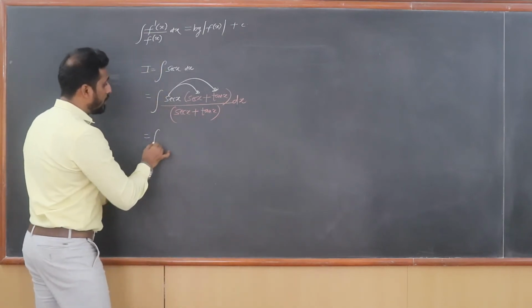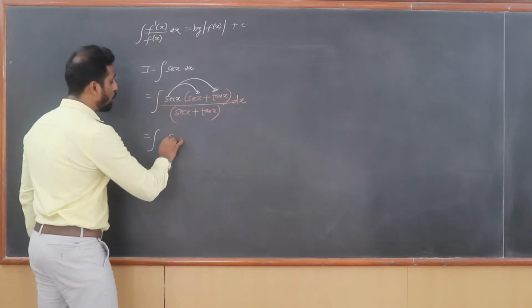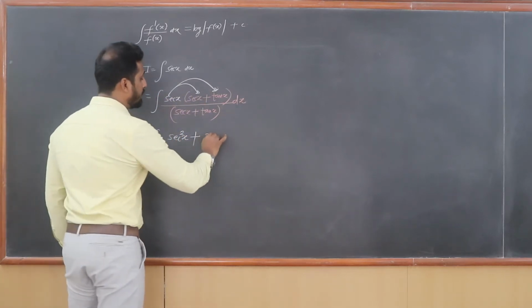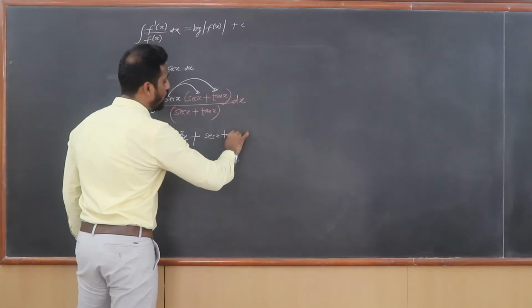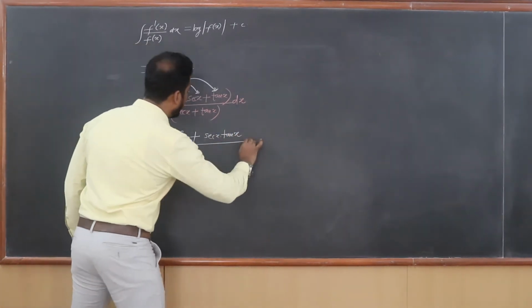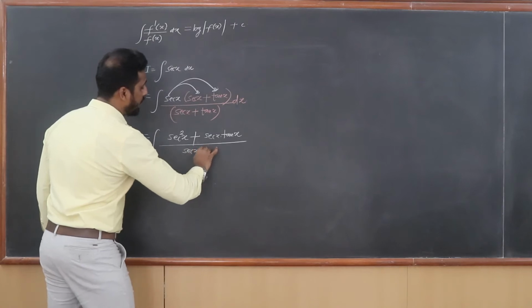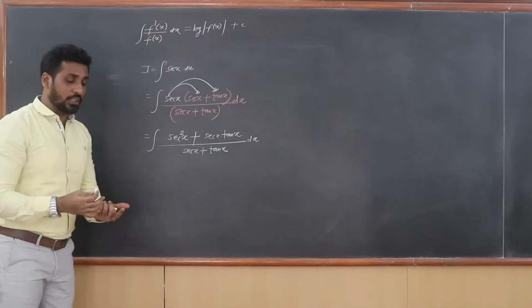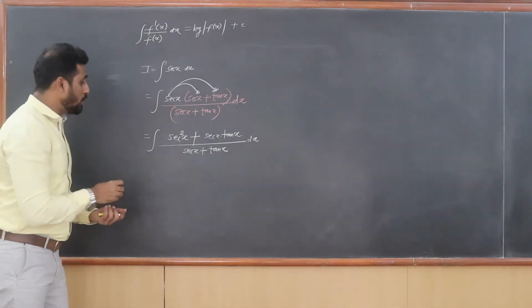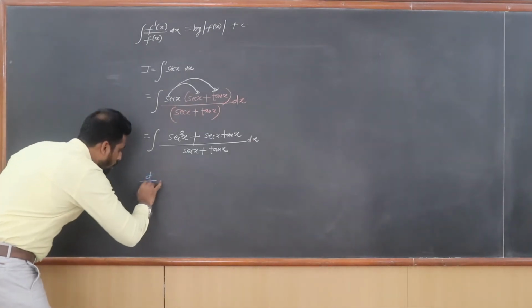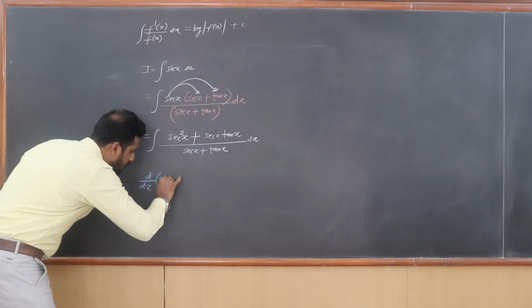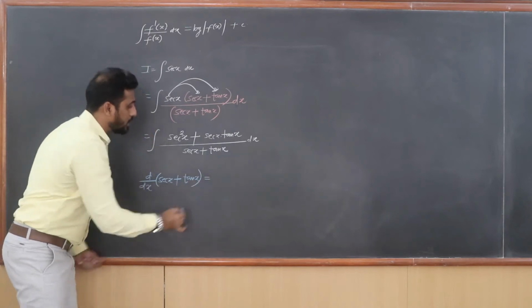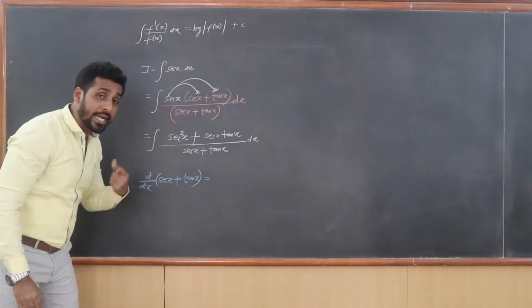So what do I get here? When sec and sec multiply, you get sec square x. So I get sec square x here, and then sec into tan, so I get sec x into tan x. And the denominator is sec x plus tan x dx. Now students, I am going to ask you the derivative of the denominator. What's your denominator here? The denominator is sec x plus tan x. I'm going to get its derivative.